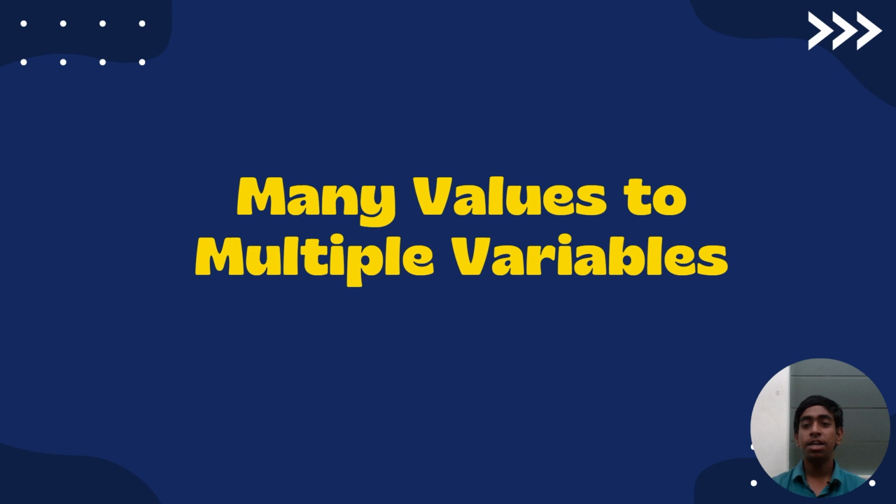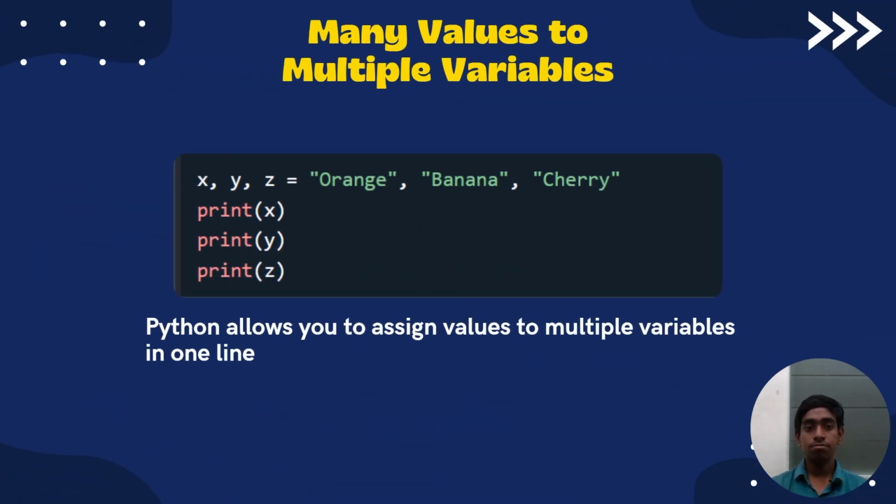And now, many values to multiple variables. Here is the example. x, y, z is equal to orange, banana, cherry. Here we are printing x, y, z. Python allows you to assign values to multiple variables in one line.